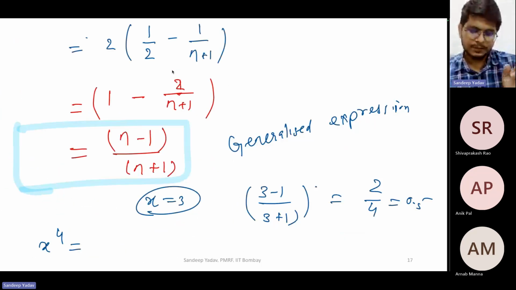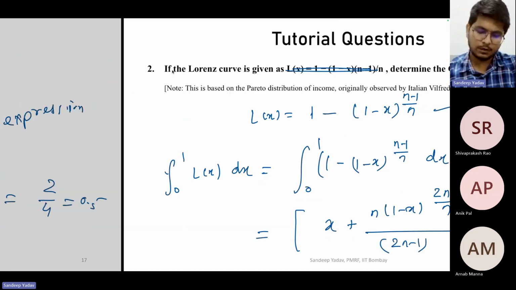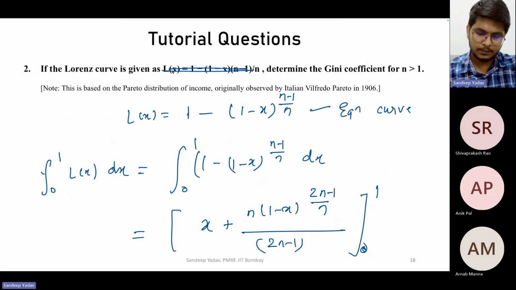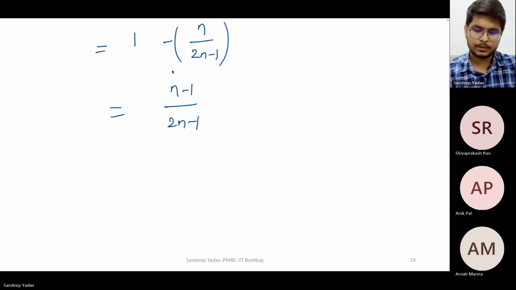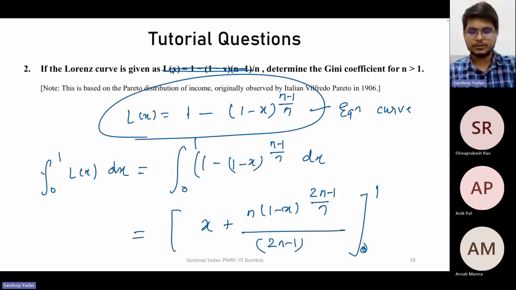So similarly, we have solved for this generalized equation for Lx. Now we have solved it for this function. This is the Gini coefficient. So now if you want to calculate the Gini coefficient of this function, we can directly use this.